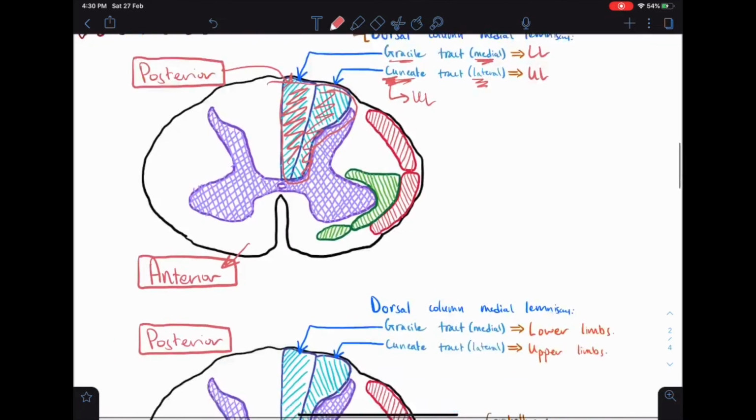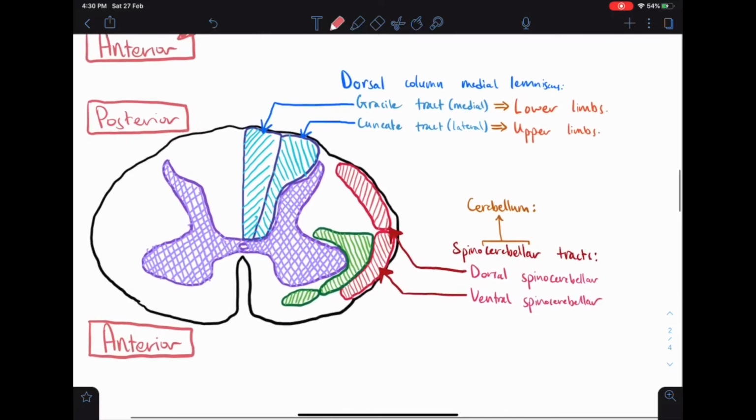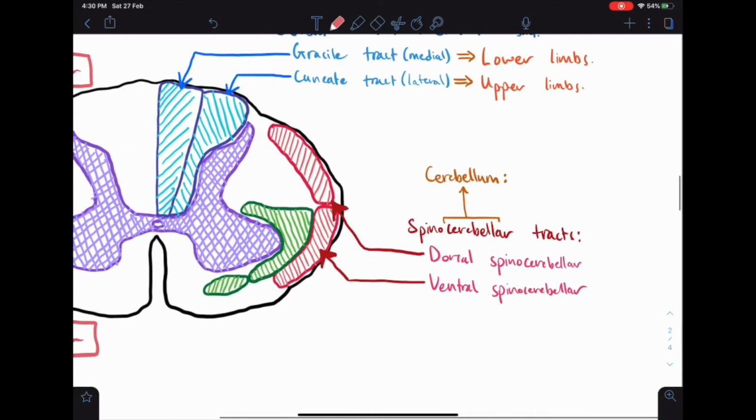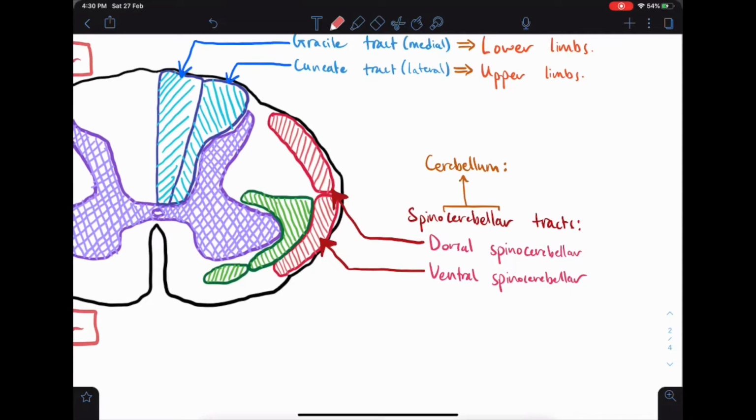For the next tract, we have the spinocerebellar tracts. And through the spinocerebellar tracts, you have two different subdivisions. Again, for each one of the tracts, you have two different subdivisions. Remember that. For the spinocerebellar, you have the dorsal as well as the ventral. And this is because of their positioning. The dorsal is on this side, the ventral is on this side. Or the ventral is in front, dorsal is behind.